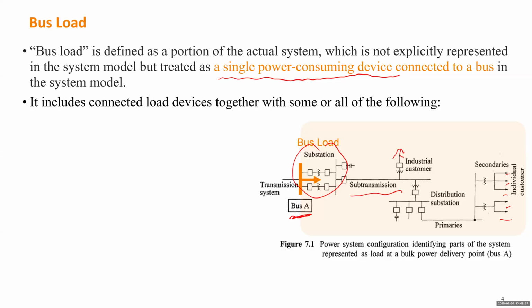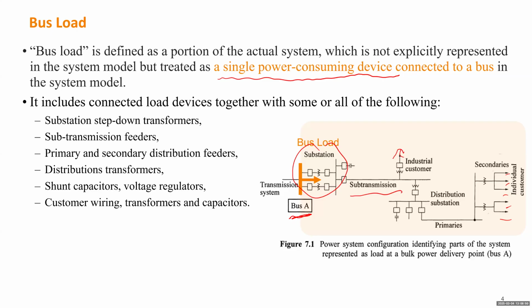So if you want to make the bus load accurate, we have to consider any potential elements which can be connected under this substation. Based on this figure, there could be a list of items you may want to consider, such as the substation step-down transformer, sub-transmission feeders, primary and secondary distribution feeders, distribution transformers, and also capacitors and regulators for voltage control. And also sometimes you need to consider the varying connection, which means anything under this substation can be another grid, a low voltage power grid.